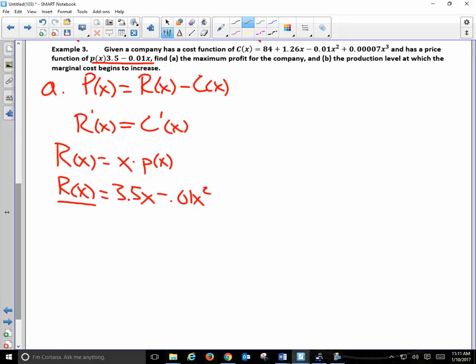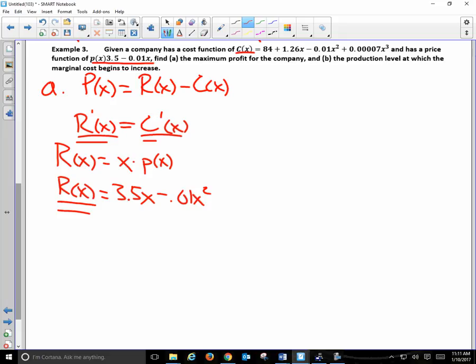Now I have a revenue function, so I can find a derivative, and I have a cost function right there. I'm just reminding myself that, oh yeah, I multiply an x through. Yep, good question.